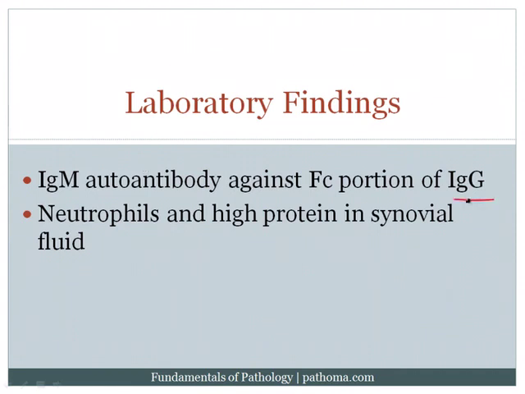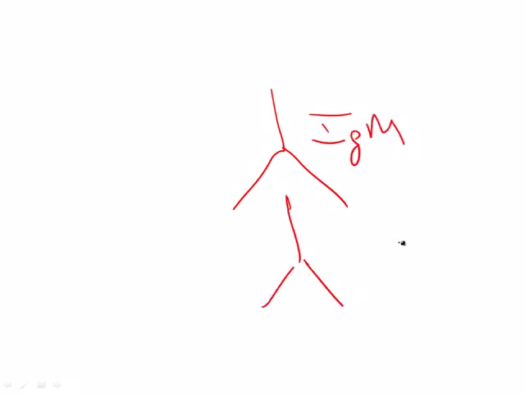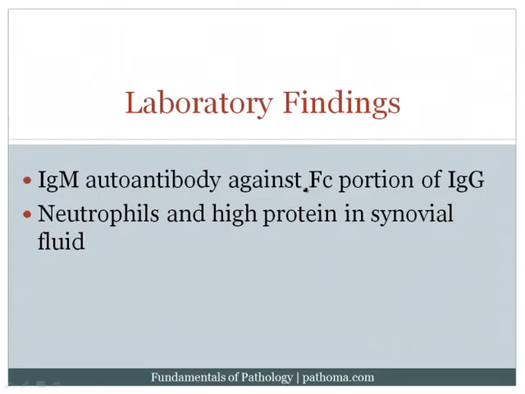The most important is that you're going to have an IgM autoantibody against the Fc portion of IgG. This is called rheumatoid factor, and it's important to note for the purposes of board exams that it's going to be an IgM antibody against the Fc portion of IgG. And again, this is the Fc portion and that's particularly high yield. Rheumatoid factor is actually a marker of tissue damage, and it's also a marker of disease activity. If you were to stick a needle in one of the joints, you would see neutrophils and high protein in the synovial fluid.